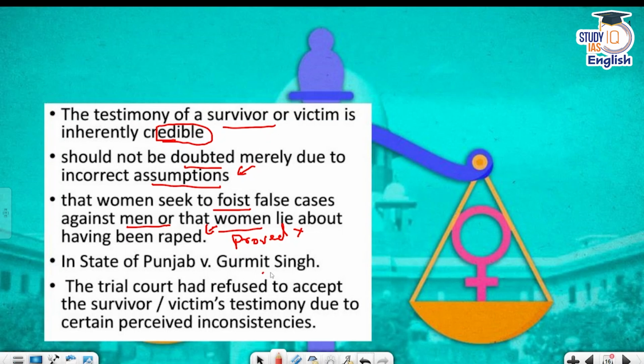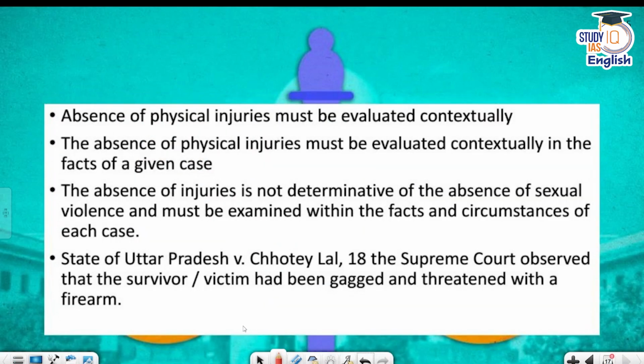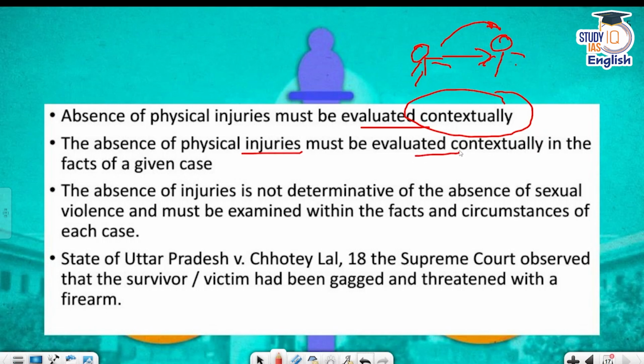In State of Punjab versus Gurmeet Singh, the trial court refused to accept the survivor or the victim's testimony due to certain preconceived notions because there were inconsistencies. The absence of any physical injuries must be evaluated with the context. It can also happen that a woman wasn't able to resist the force that was applied on her to abuse her. Maybe she did not have injuries because of that. And the absence of physical injuries must be evaluated contextually in the facts of a given case. It is not determinative that if she doesn't have injuries, there is an absence of sexual violence.